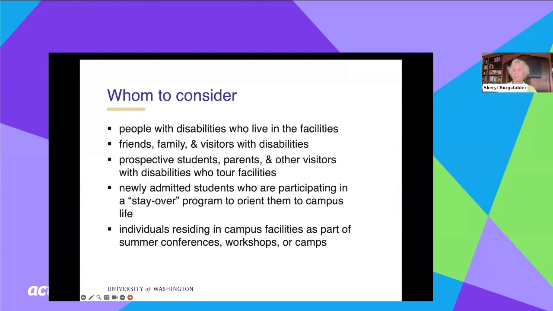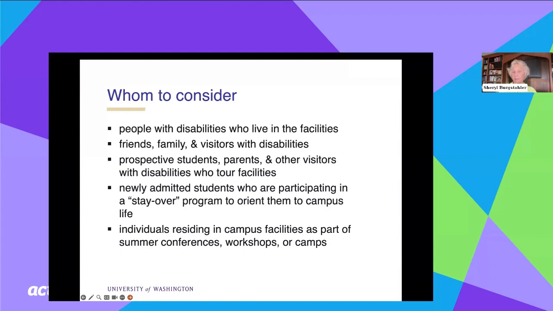Newly admitted students who are participating in a stayover program to orient them to campus life. I remember I did that before I went to college. There were a lot of students. We stayed overnight and had a great time. But you need to make sure that is accessible. And when you offer those programs, make sure you've told the people that are signing up how they can request accommodations. That statement is really important. So you do get some warning if they might need some special things. But again, you want to make it as accessible as possible from the get-go.